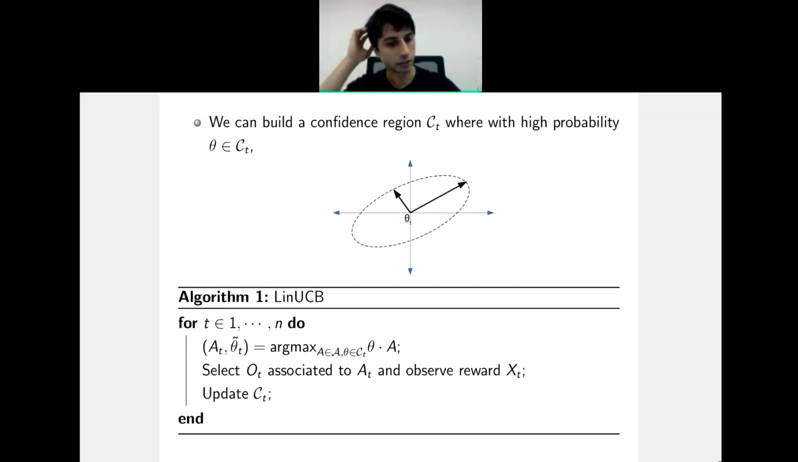So the algorithm does a very simple thing. At each round, it constructs a confidence region for the unknown vector, and then in this confidence region it finds the vector zeta that maximizes the inner product over all possible actions. Then the algorithm selects the best action of this maximization, plays the observable associated to this action, and observes the reward.